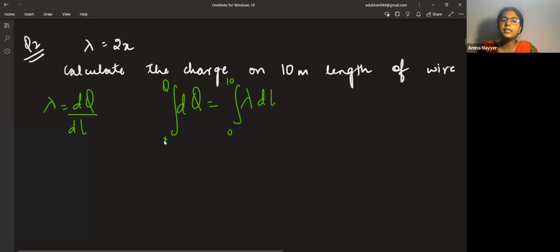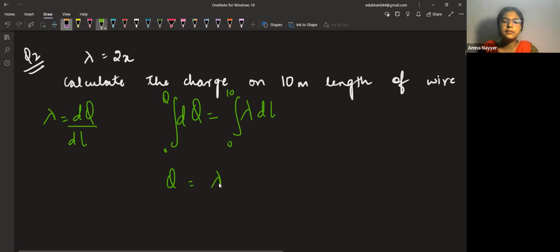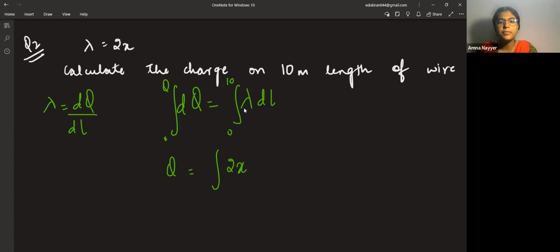Put the value of lambda, this becomes Q. Lambda is already a constant, but let's put its value. So this becomes integration of 2x. Let's take this as dx because dl, or otherwise you'll have to take this as length. Let's take the length as x, then only you'll be able to solve it from 0 to 10. This is a rule of integration. I hope you know that both the variables should be the same. This is just a variable that I have chosen, dl. So for this question, I can make it as dx. If it was written 2l, I could have used dl.